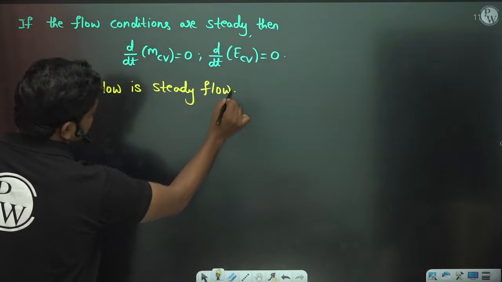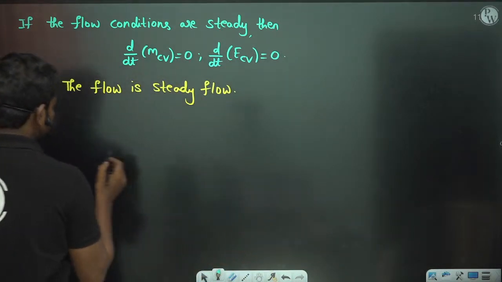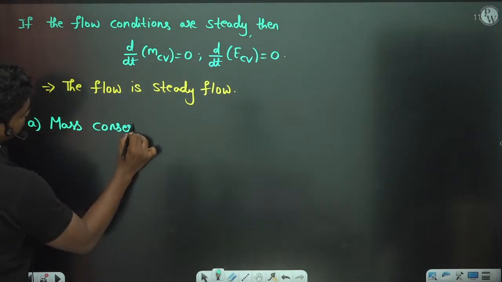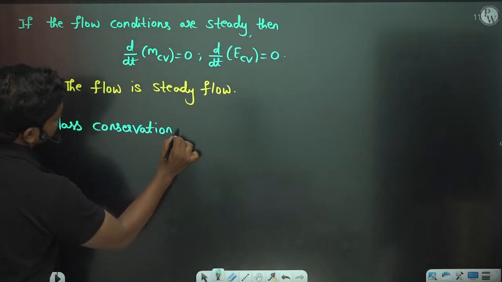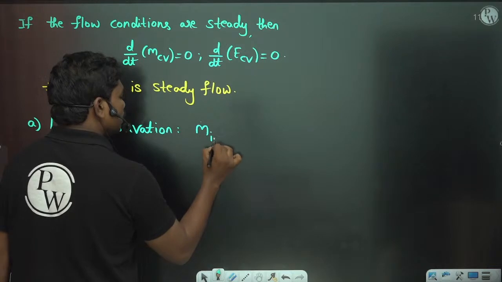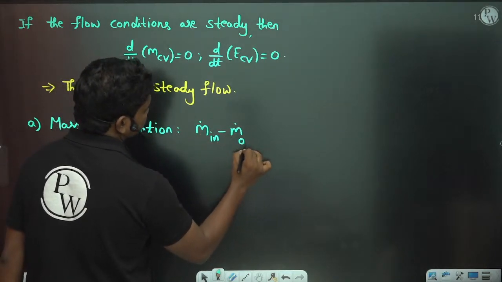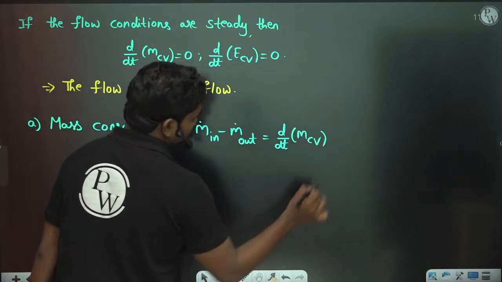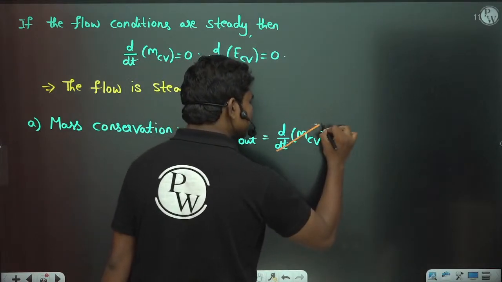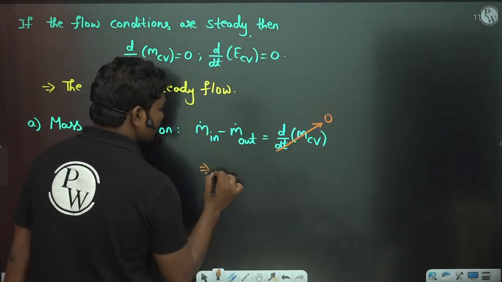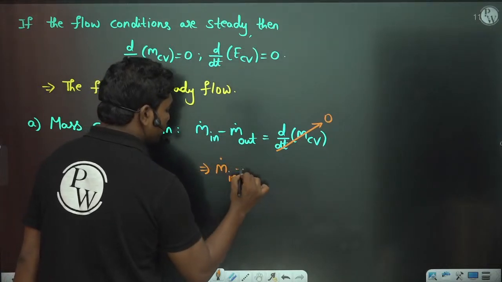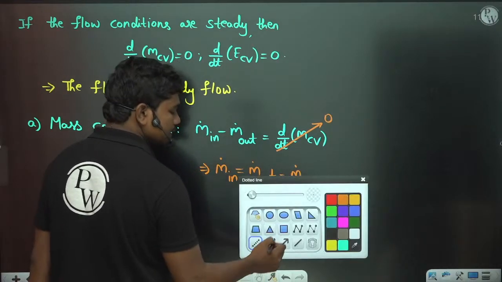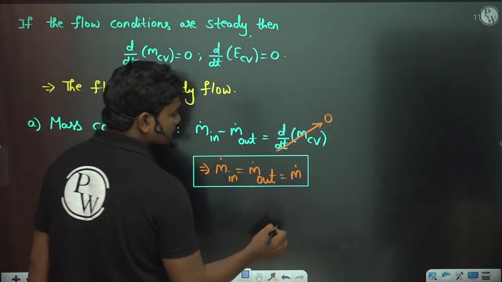Now if you apply the mass conservation, m dot in minus m dot out is equal to rate of change of mass of the control volume. And now if this term is 0, then this implies m dot in is equal to m dot out. Generally we denote that with m dot, the mass flow handled by devices like turbines or compressors. So m dot in is equal to m dot out.